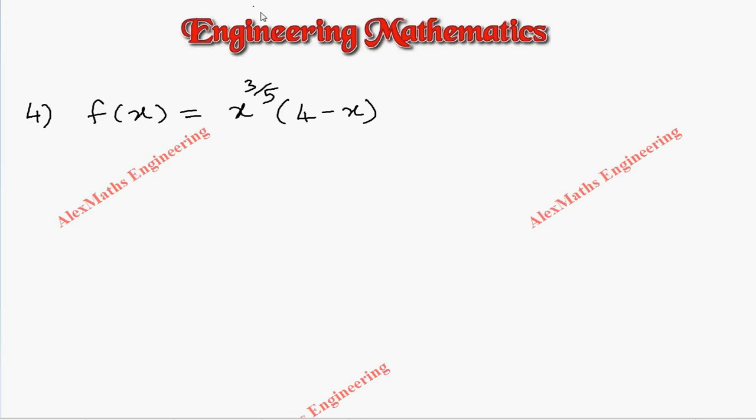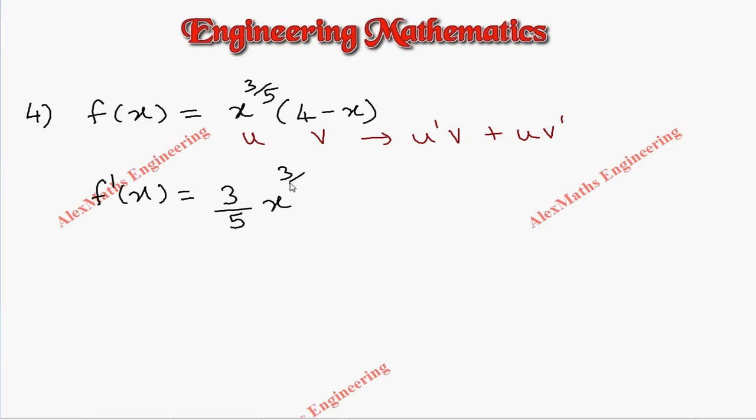Next problem, f of x is equal to x power 3 by 5 into (4 minus x). So first step, f dash of x, since it is a product of two terms, we follow the UV method. So the formula is u dash v plus u v dash. So derivative of x power 3 by 5 is 3 by 5 x power 3 by 5 minus 1, and we have to copy the v term as it is, plus we have to copy the u term as it is, and derivative of 4 minus x is only minus 1.